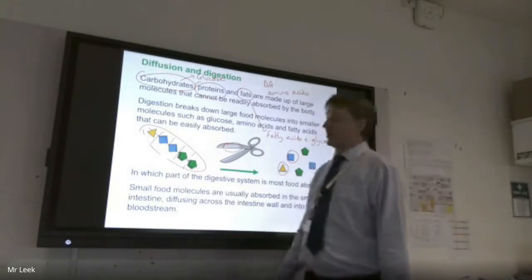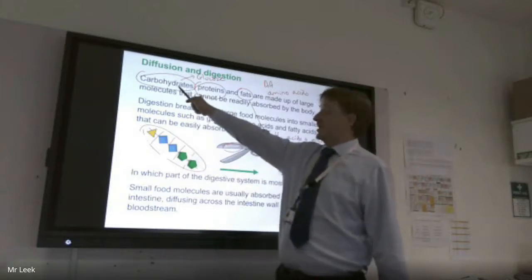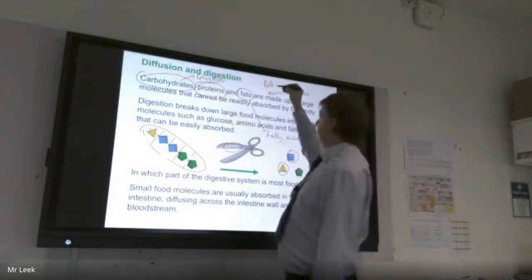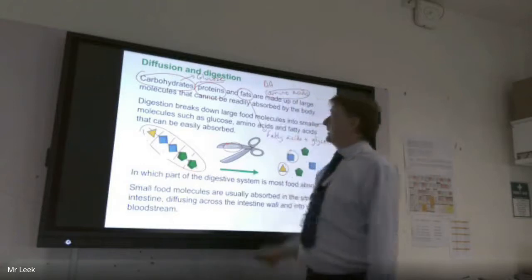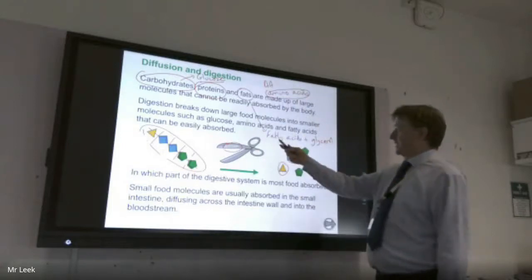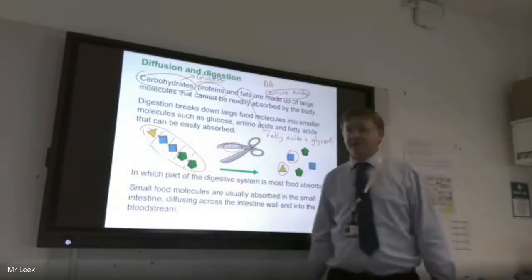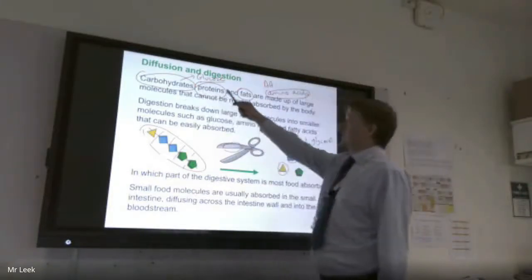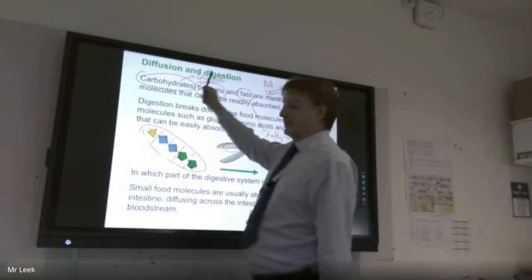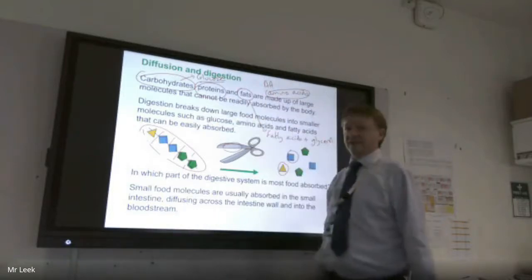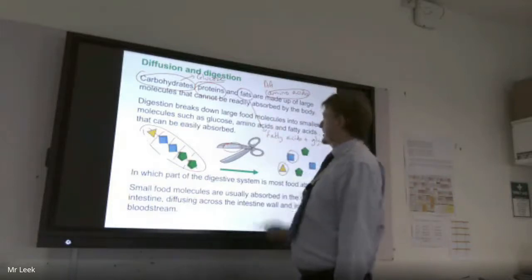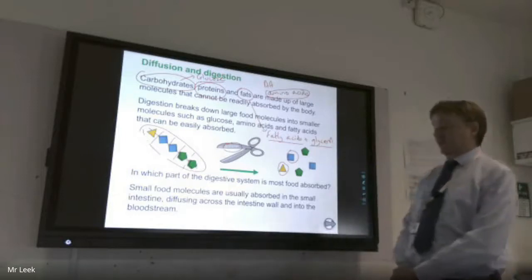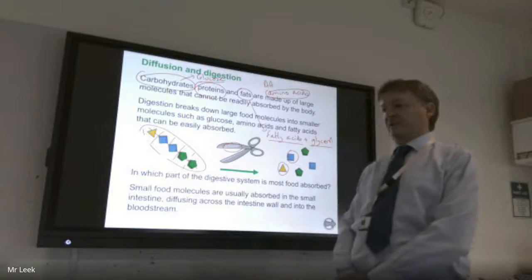So basically, digestion: carbohydrates, when they're digested, break up into glucose. Proteins, when they're digested, break up into amino acids. Fats, when they're broken up, break up into fatty acids and glycerol. In your exercise books, I'm going to give you 2 minutes just to write down: carbohydrates, when they're digested, into glucose. Proteins, when they're digested, break up into amino acids. Fats, when they're digested, break up into fatty acids and glycerol. They are then small enough to diffuse. 2 minutes.